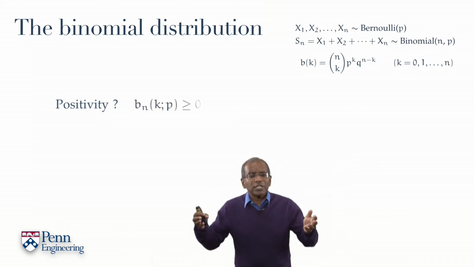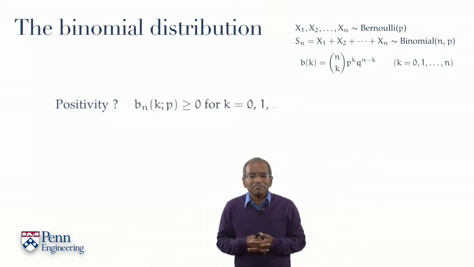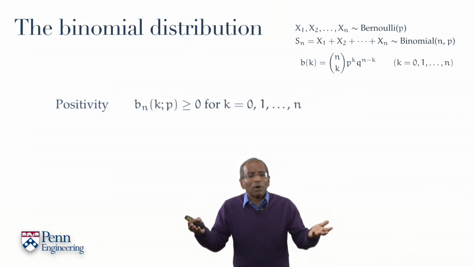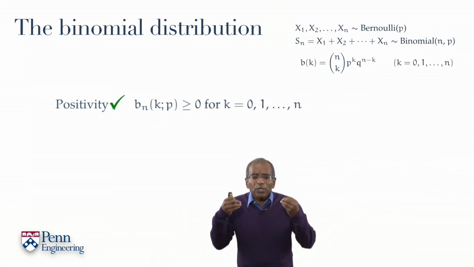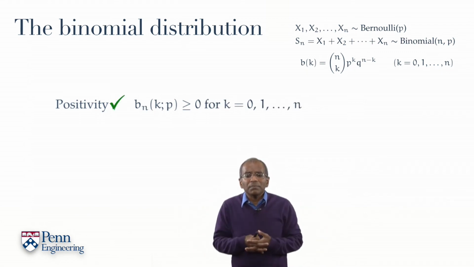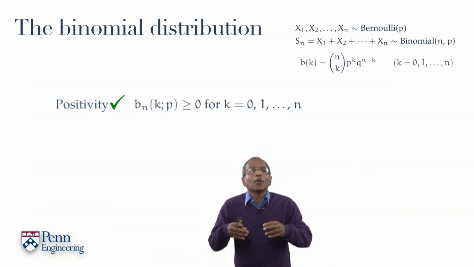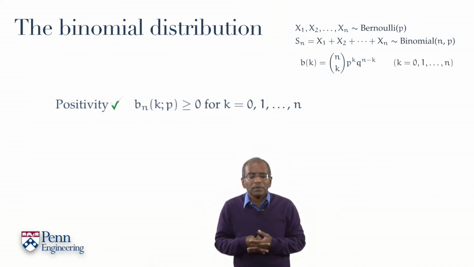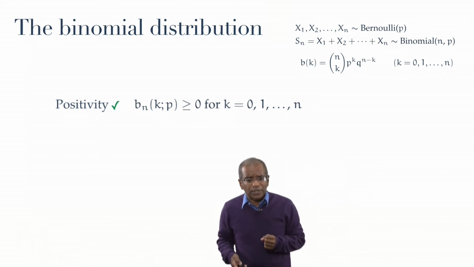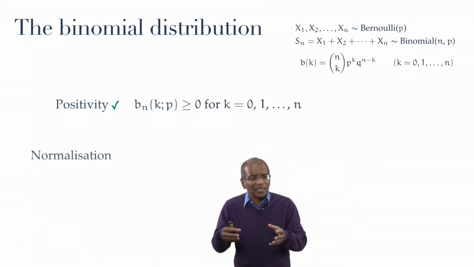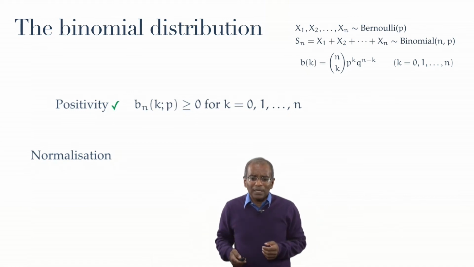The binomial coefficients are positive, by definition, and p and q are positive, and therefore the binomial probabilities B n of k and p are going to be positive. So positivity is trite. What about normalization? Well, we require these probabilities to add to 1. Well, let's check.